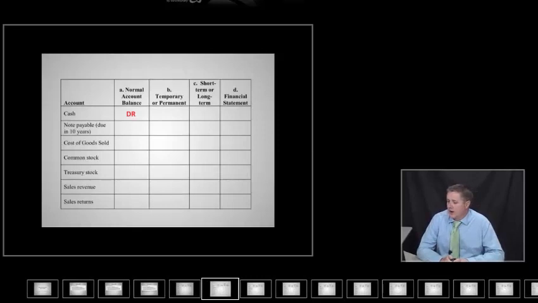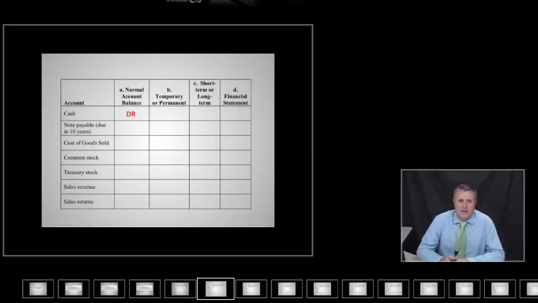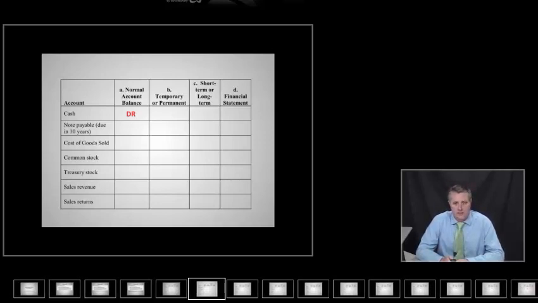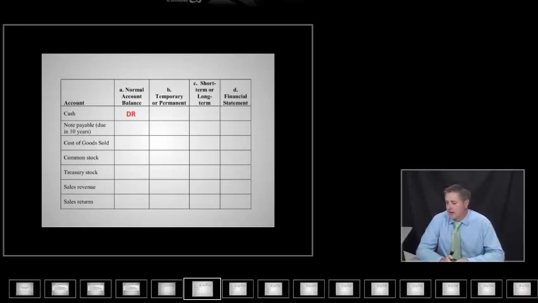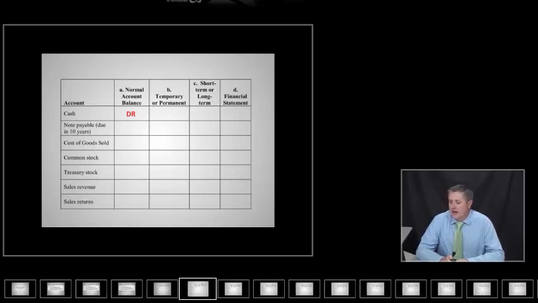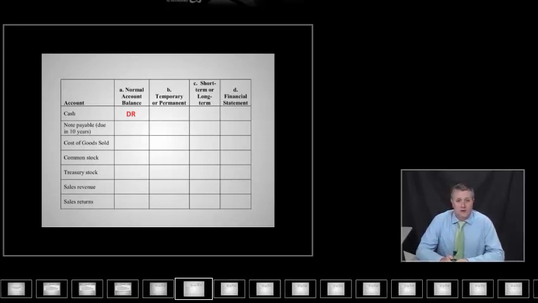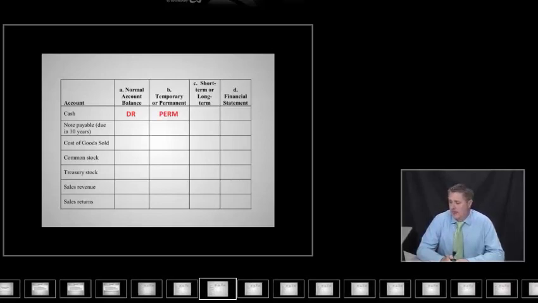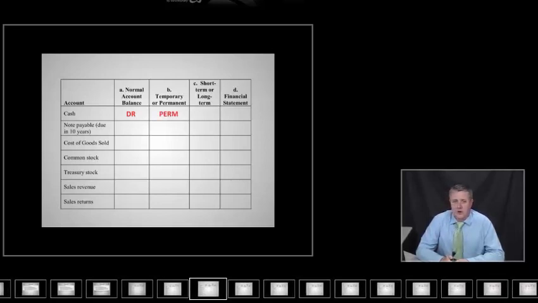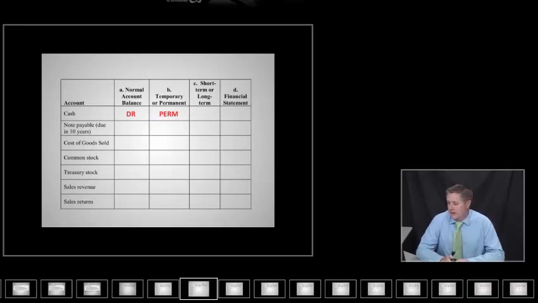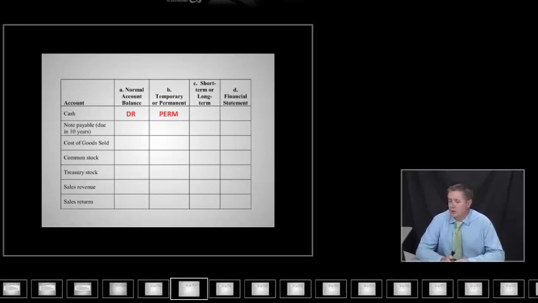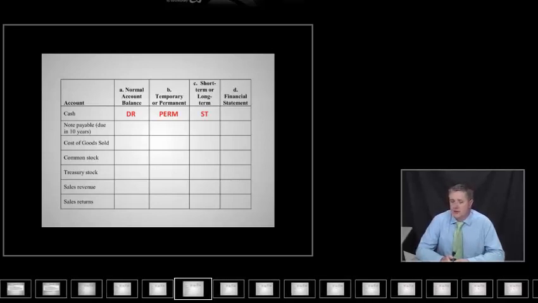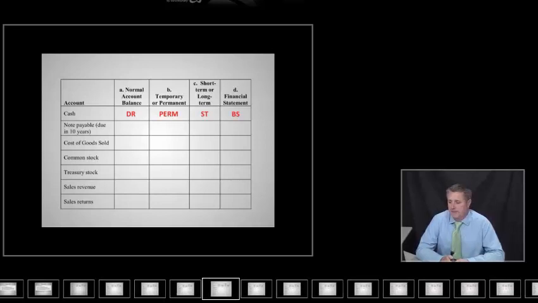Okay, so let's look at our first account, which is the cash account. Well, cash is an asset account, and we know that assets have normal debit balances. So the normal balance for cash is a debit. Since cash is an asset, we also know it's reported on the balance sheet, which makes it a permanent account. And then finally, cash is always considered to be a current asset. So this is considered to be a short-term asset or current asset. And finally, as we mentioned, cash is reported on the balance sheet.